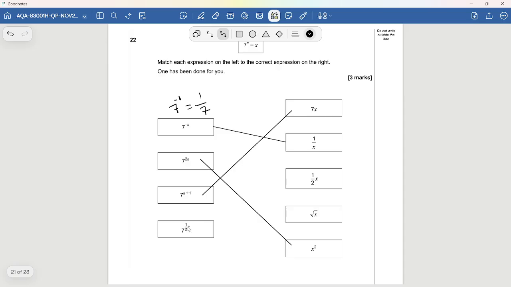And 7 raised to half n. If there is a fraction in the power, it's the root, it will be a root problem. So if you see a 2 in the denominator, it's actually square root of 7. So square root, we are dealing with in this expression, so this is matched to this. All right.